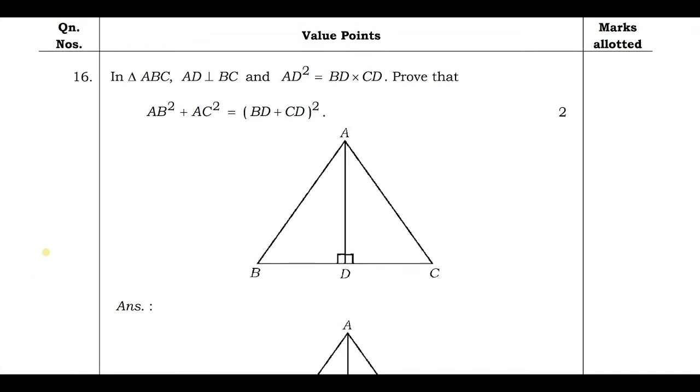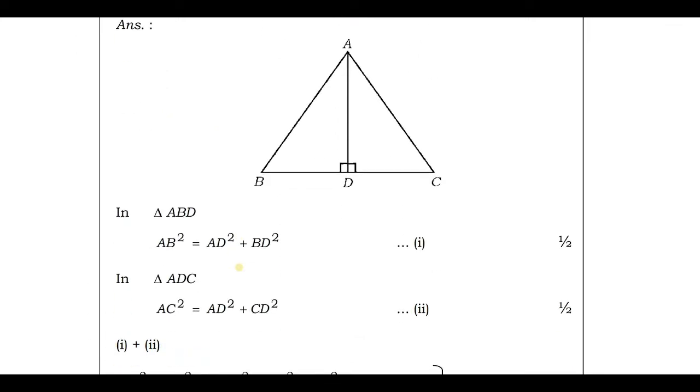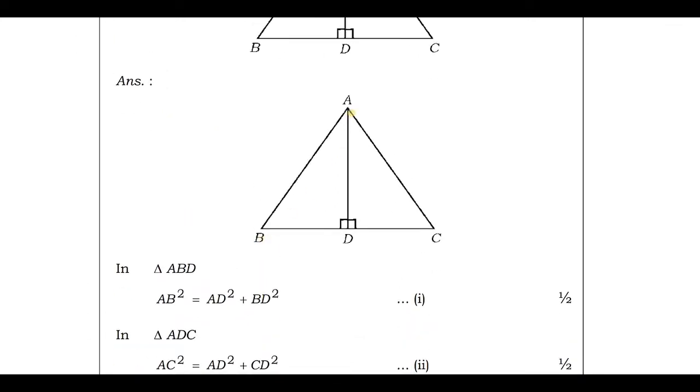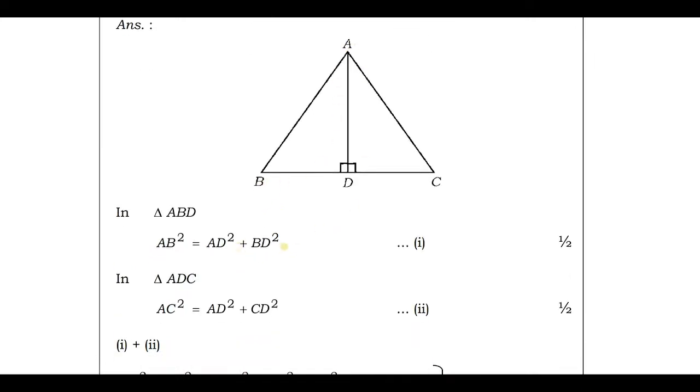In triangle ABC, AD is perpendicular to BC. AD square equals BD into CD. Prove that AB square plus AC square equals BD plus CD whole square. Dear students, in right angle triangle ABD, apply Pythagoras theorem. What you get? AB square equals AD square plus BD square.